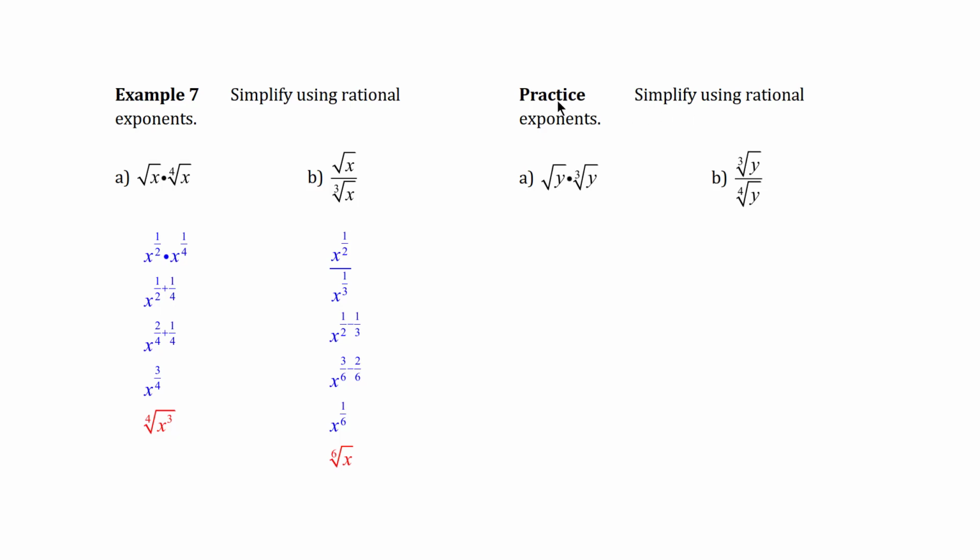Next, we have a practice problem. Simplify using rational exponents. For part A, we have the square root of y times the cube root of y. For part B, we have the cube root of y divided by the 4th root of y. Okay, so go ahead and pause the video, simplify the problems using rational exponents, and then check back with the video to see the answers.